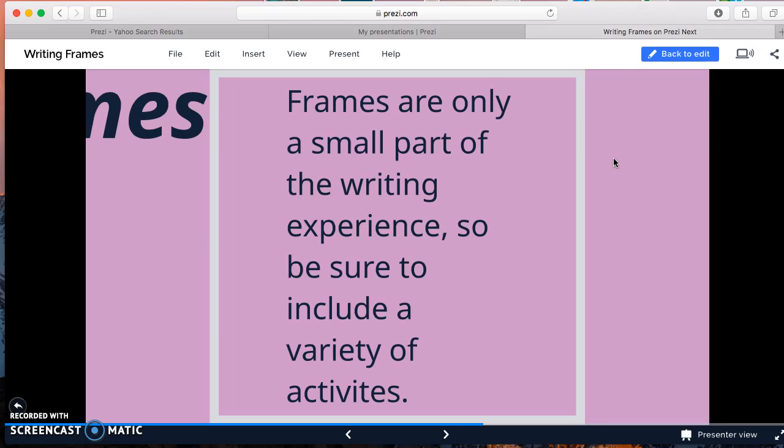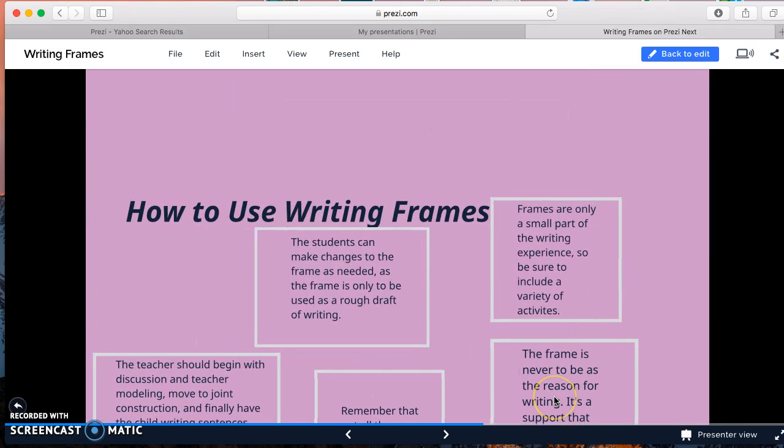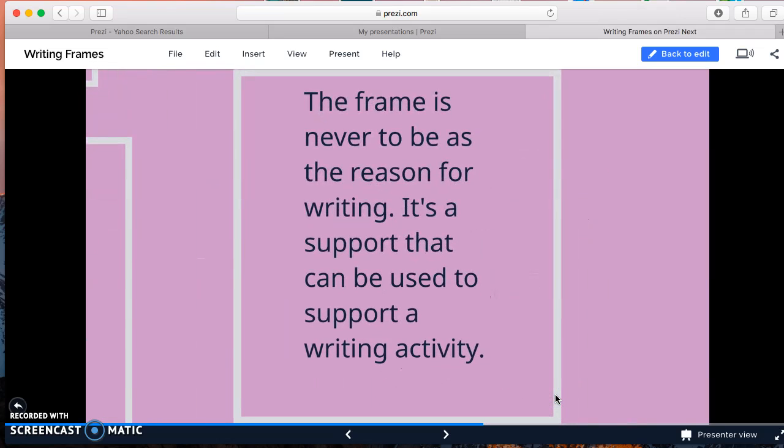Frames are only a small part of the writing experience, so be sure to include a variety of other activities. For example, graphic organizers would be another tool. The frame is never to be used as the reason for writing. You're not just going to pull out writing frames and say, okay, we're going to write today. You have to have a reason behind it other than just using the writing frame itself. It's a support that can be used to support a writing activity.